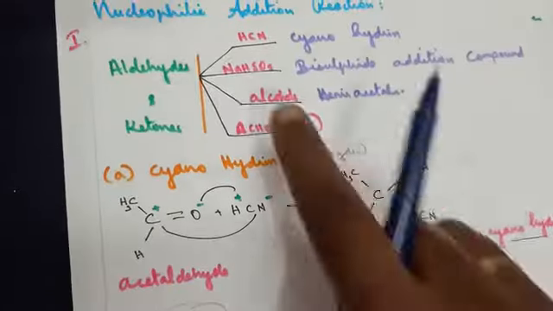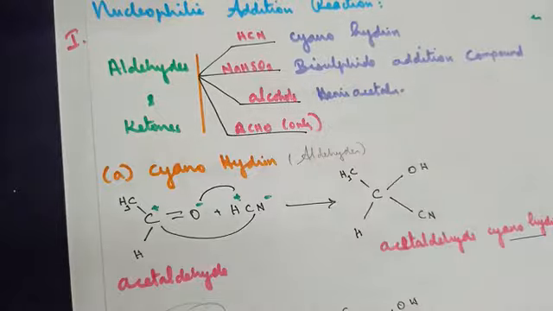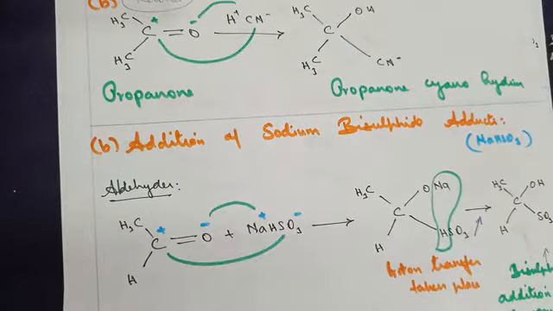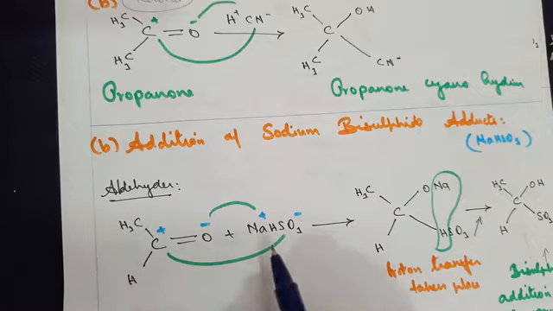The second one, treating it with sodium bisulfite. Here again, for an aldehyde you need to show, then for a ketone. So aldehyde, treating it with NaHSO3. Na has a positive charge.